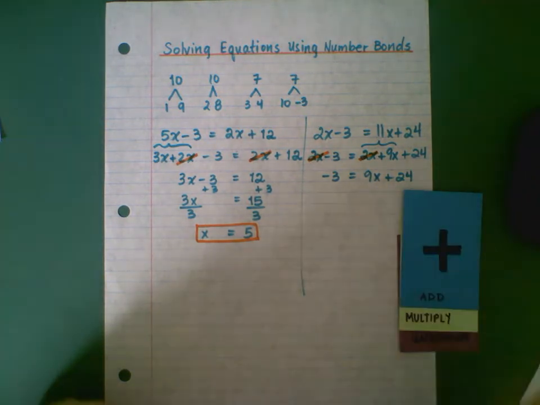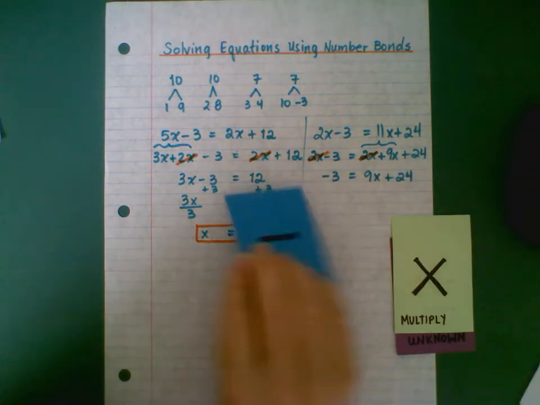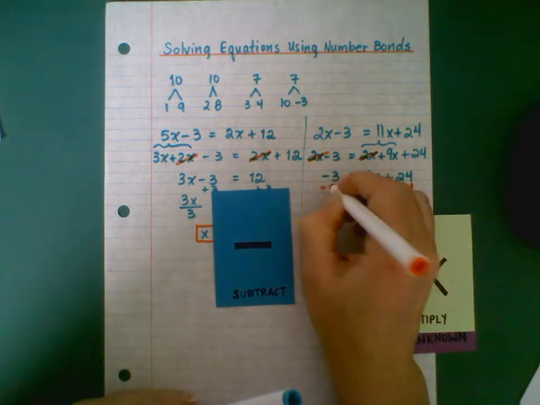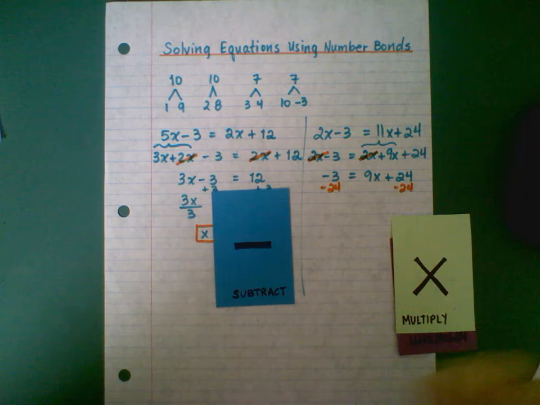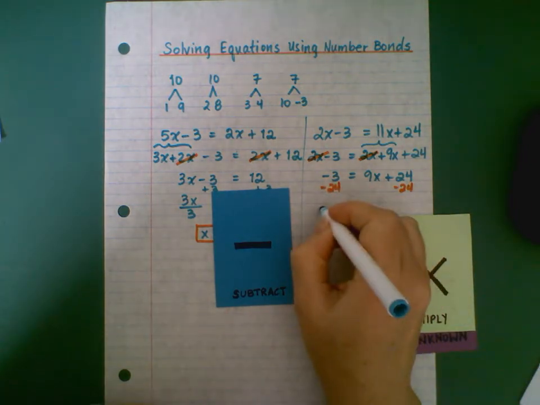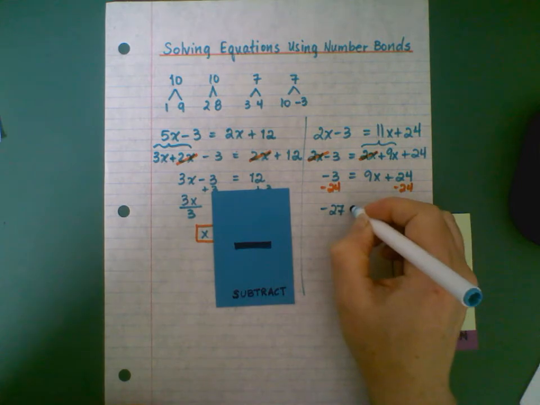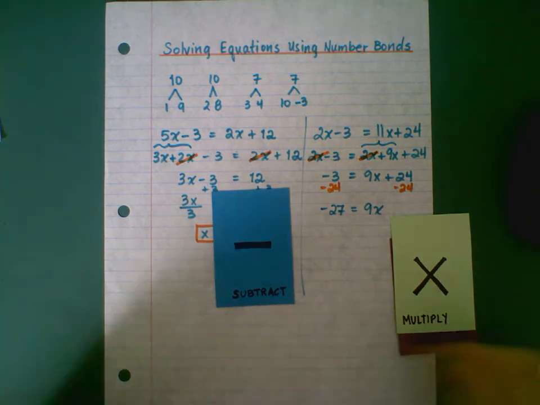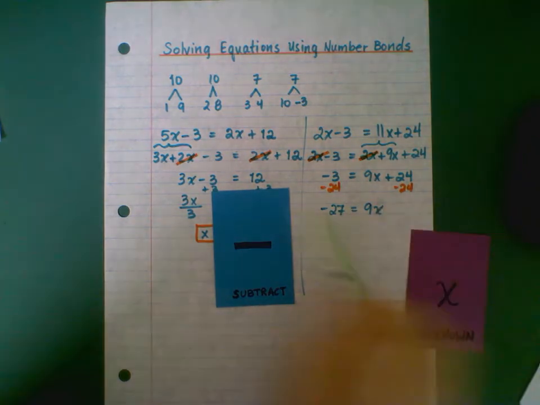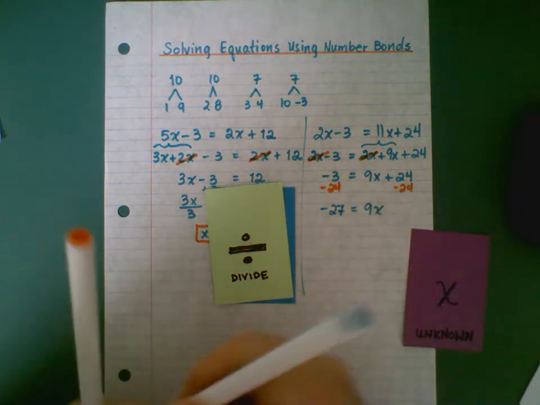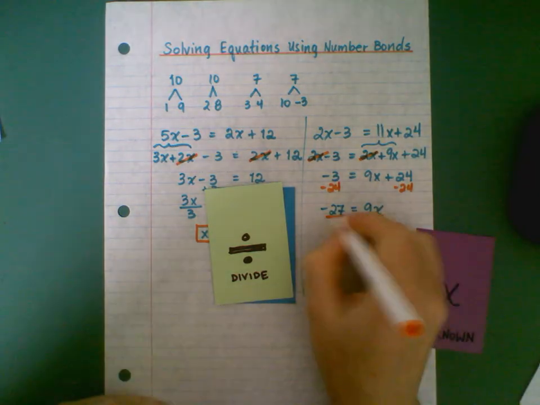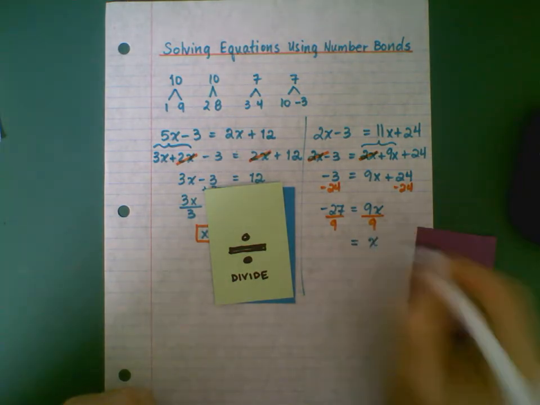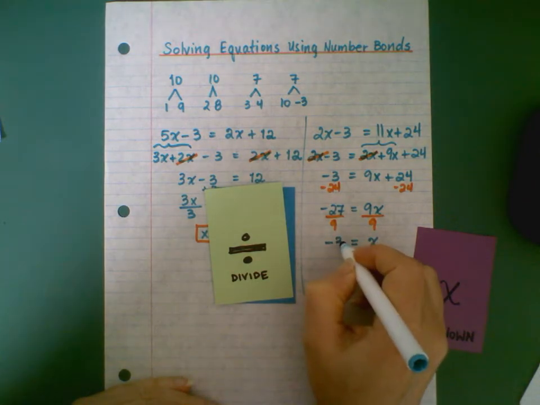So to isolate for that unknown, I'm going to have to subtract the 24. Negative 3 and negative 24 is negative 27. And I'm left with 9x on the right. That 9 is a coefficient or a multiplier. So to get rid of it, I will divide. I'll just change the color here. Divide by 9. That leaves me with x is negative 3.